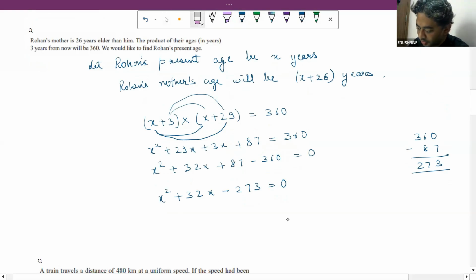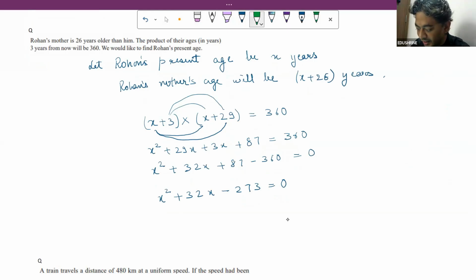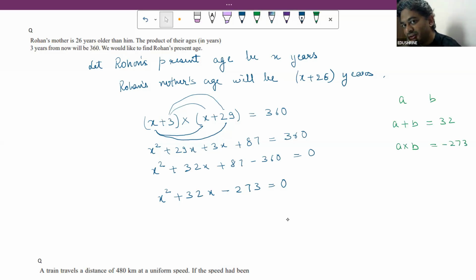So let me remove this. Two numbers I want. Let us say A number and B number. A plus B should give me 32, isn't it? That means the sum of the two numbers should give me 32, and the product of the two numbers should give me minus 273. This is what I am thinking. If at all that happens, then it becomes easy for me.